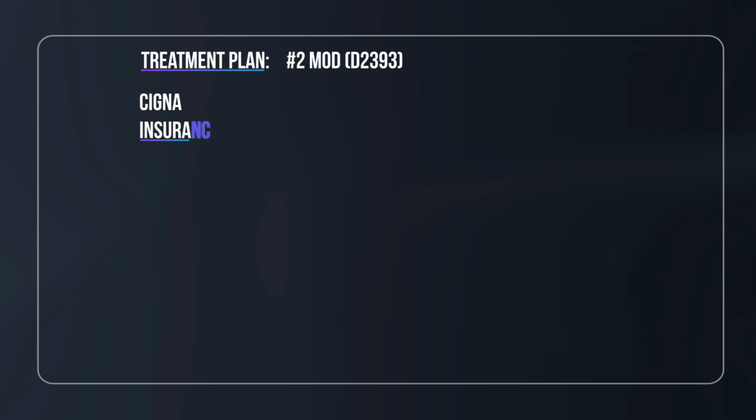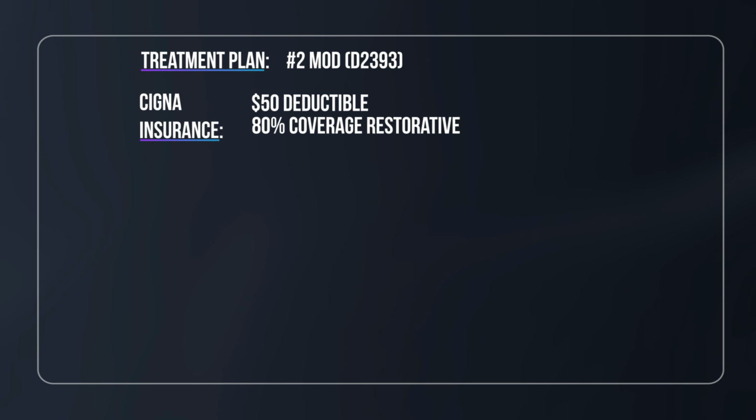So here's an example for just one procedure. Let's assume the treatment plan is for a 3-surface composite filling on tooth number 2. D2393 is the code for the 3-surface filling. Here are the details for the patient's insurance that you verified during the insurance verification process. The deductible is $50, which the patient has not met yet. There's 80% coverage on restorative services.